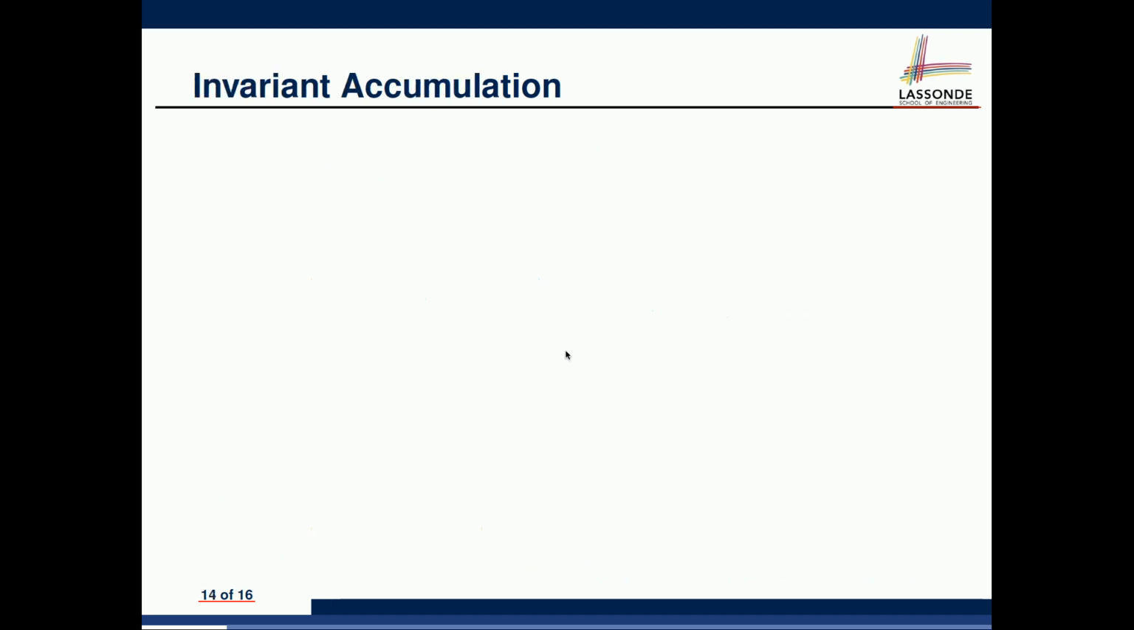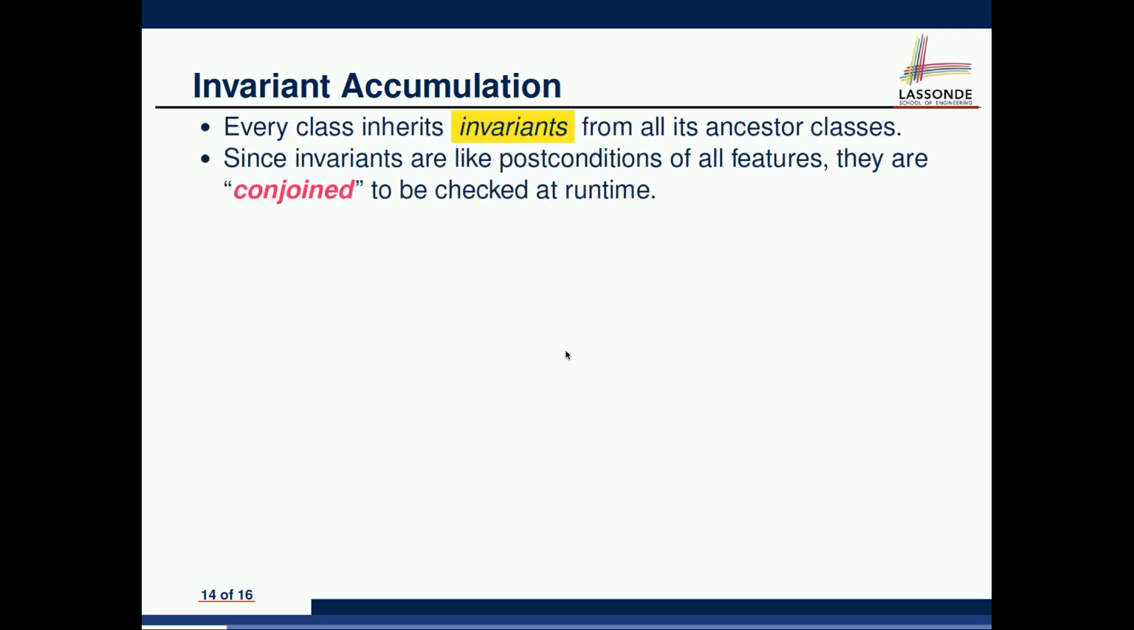Class invariance. The intuition is easy, because an invariant is simply the postcondition for every feature, right? So now, if I have invariant A in the parent class, and another invariant B in the subclass, how should A and B be combined together? Should I use conjunction or disjunction? Conjunction, because we use conjunction for postconditions, so it makes sense to use conjunction for invariants. Let's see one example. It will be conjoined, first of all.